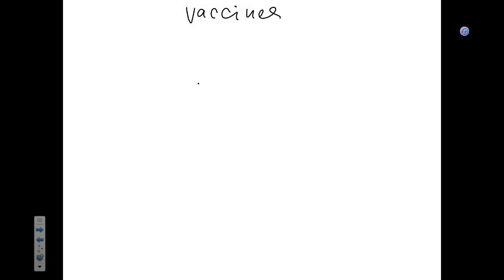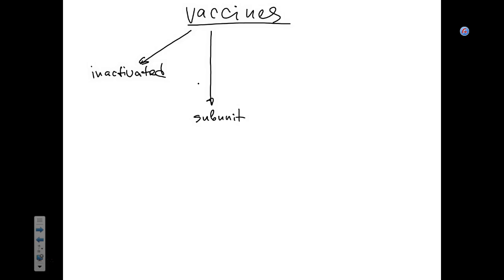How can you make a vaccine? What are the options? Okay, dead pathogen, inactive. So, vaccine can be inactivated. That's Chris's proposal. Vaccine can be a part of the pathogen. It's called subunit. Do you know any inactivated vaccines?